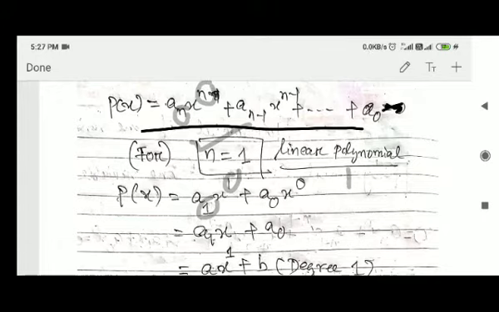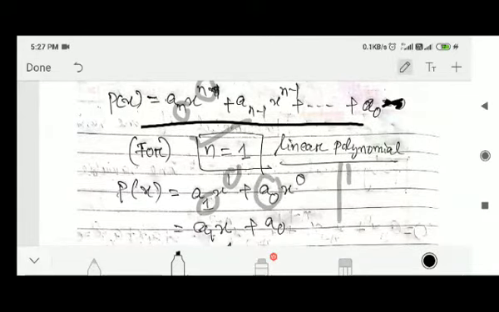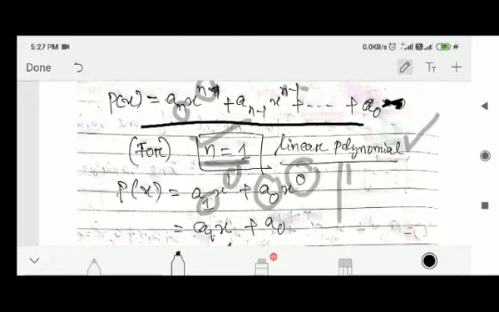So what is the value? 1. So 1 minus 1 equal to 0. So this coefficient is a_0. Now our coefficient is a_0, and 1 minus 1 is 0. So this is for n equal to 1. The polynomial we are telling linear polynomial.